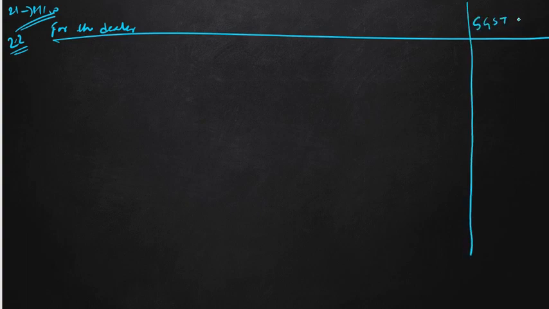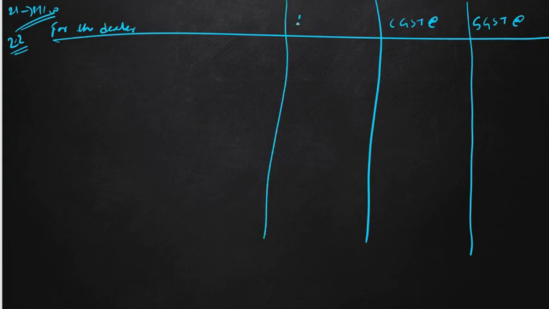So for the dealer, we need to make SGST at the rate, CGST at the rate and IGST at the rate. You can see that the rate of GST is 18%. So IGST will be the same 18%. CGST will be half of 18%, that is 9%, and SGST is also 9%.